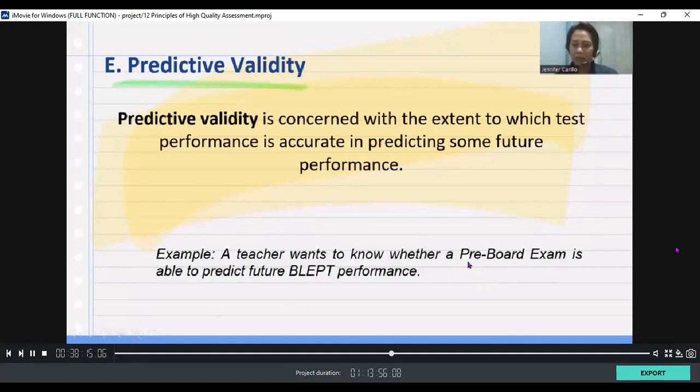So that means, if your performance in the pre-board exam is almost the same as your actual performance in the BLEP, then that means the test has high predictive validity. It can predict your performance.